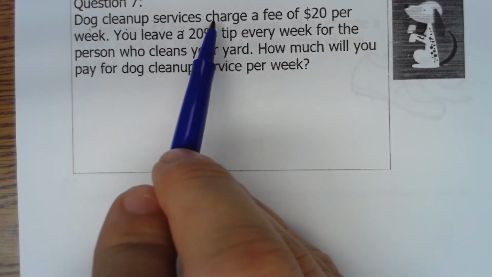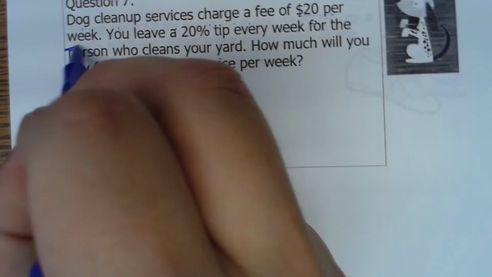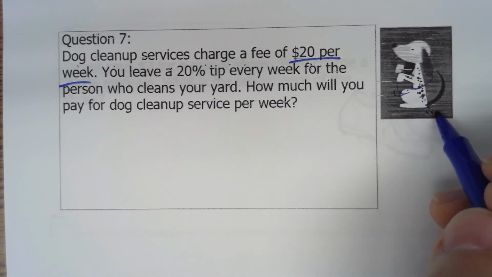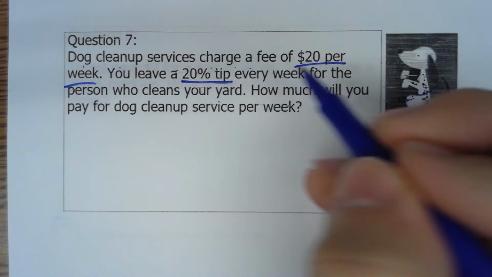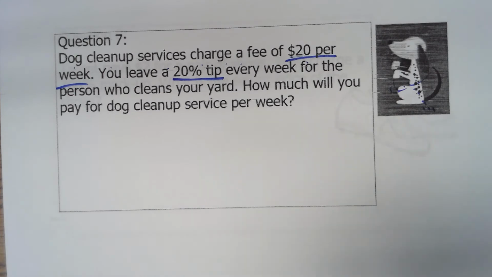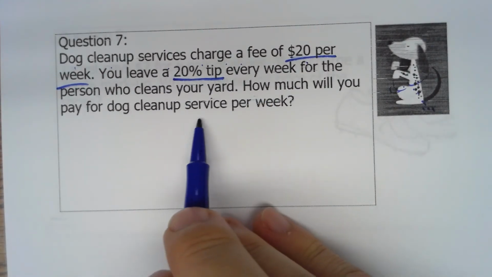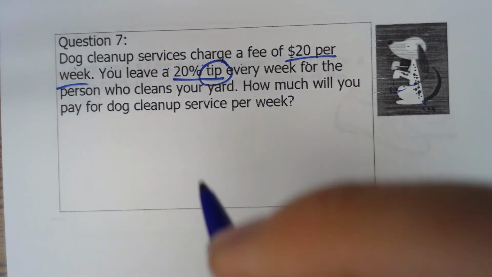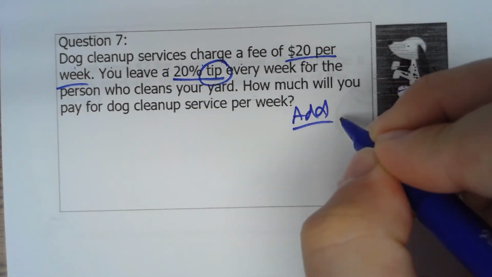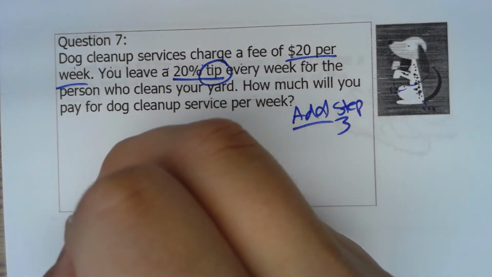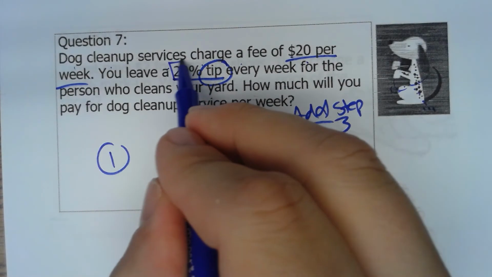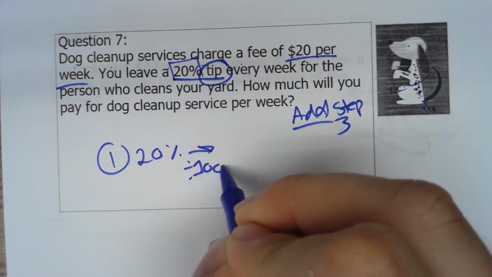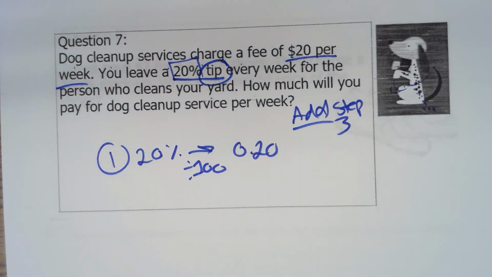Dog cleanup services charge a fee of $20 per week. Every week you pay $20 to walk your dog. You leave a 20% tip every week for the person who cleans your yard. How much will you pay for dog cleanup this week? We're doing tip, so tip means you add for step 3. Step 1 is the same. Change the percent, 20%, to a decimal by dividing by 100. You get 0.20.